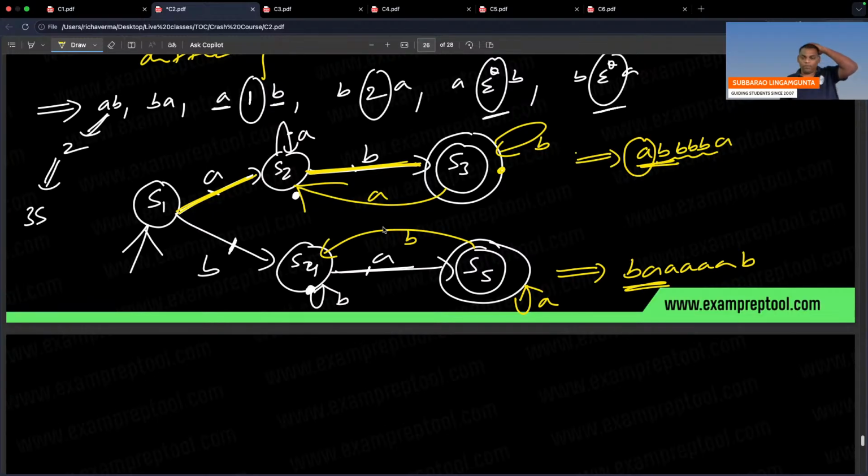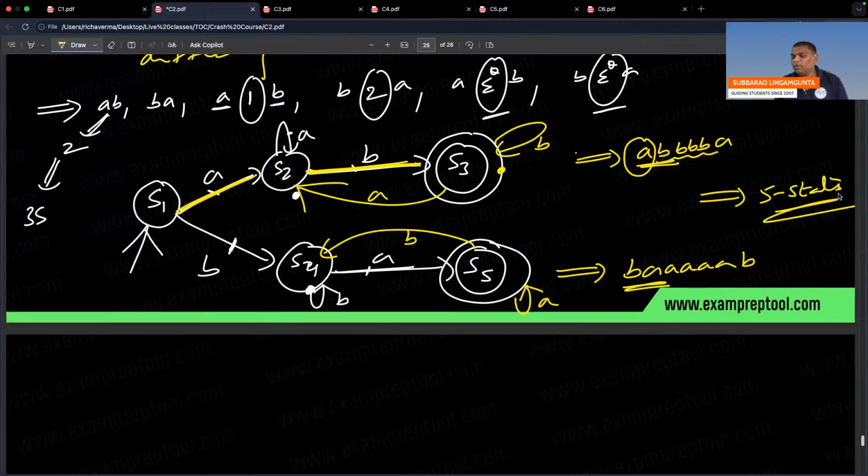It's a minimal DFA for this problem. Answer is 5 states. Please be careful. This is a very, very interesting problem. This problem we may expect in the exam. And one more thing: no dead state. Why? Starting can be A also, B also. Both are there. Remember, a dead state would come only because of the starting condition. But starting may be A also, may be B also. So no issue.